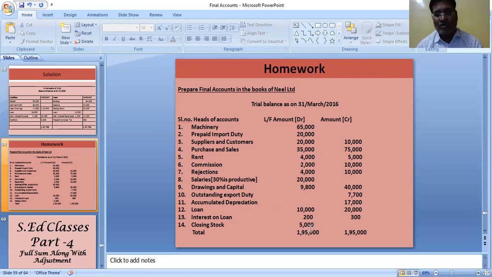Anyhow, if closing stock is over here, that means some other things like it is already adjusted with the purchase and all. That also you have to consider.